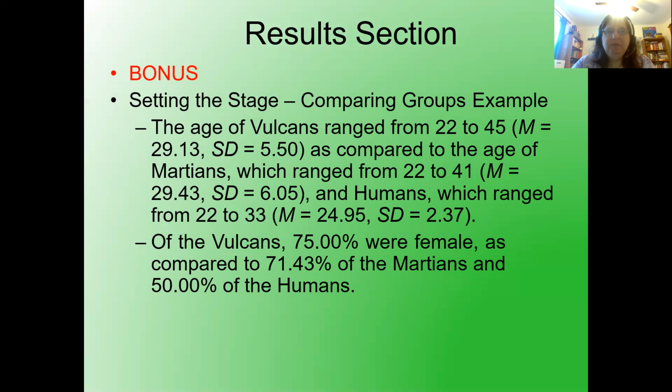And I'm going to do the same now for gender. Of the Vulcans, 75% were female as compared to 71.43% of the Martians and 50% of the humans. So why don't I mention male here? Why don't I mention the other category? Because we can kind of figure that out. If 75% of the Vulcans were female, and we only have two categories in this case, then 25% must have been male. And if 50% of the humans were female, then again, because there's only two categories, 50% must be male.